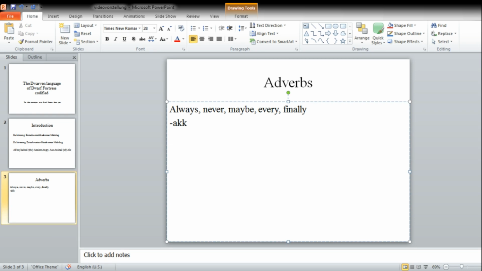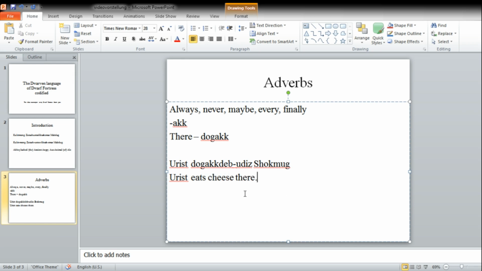For example, whoopsies, I clicked the wrong button. Where am I? Okay, so for example, there's no word in Dwarven for there. So I had to just make it up. And I used dog. I don't really know why I chose that word, I just did. But then I put an ending on it, ak, dogak. So that tells you it's an adverb. Jurist, deb, udis, shokmug, whoops, adverb, dogak, deb, udis, shokmug. Jurist eats cheese there. There, remember, is an adverb describing eats. Where is he eating? There.